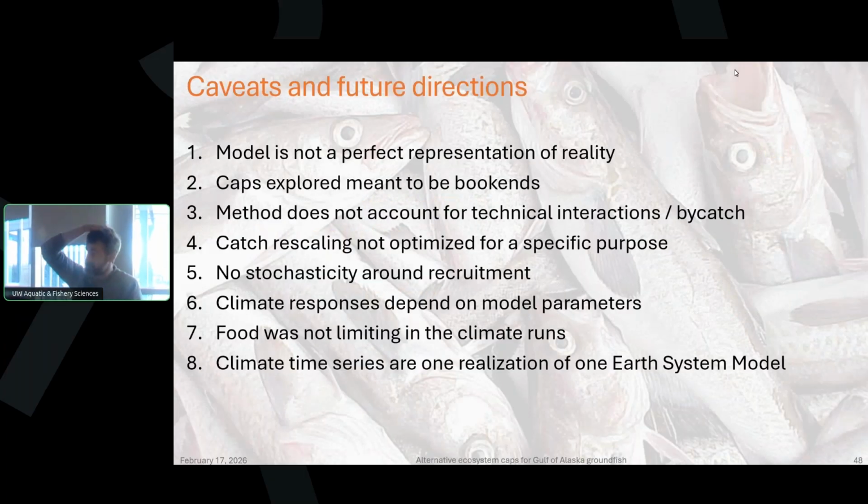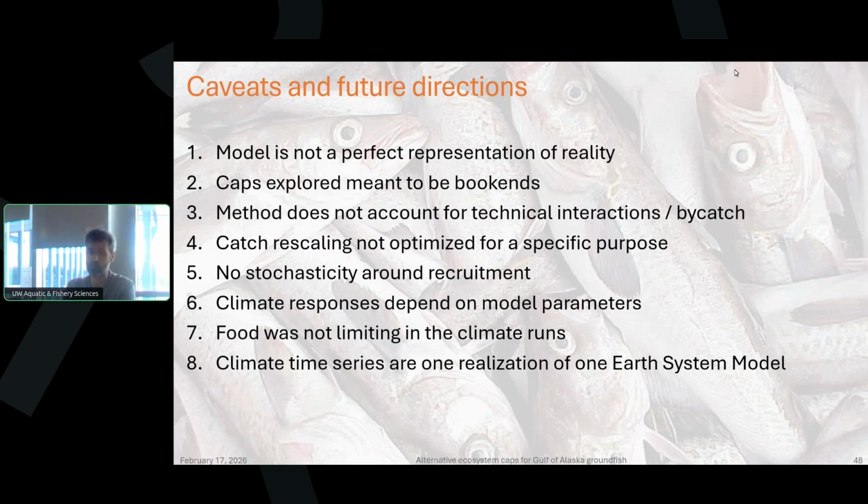Let's see, I'll mention some caveats. The list is probably way longer than this. This is a model, like we said. These caps are meant to be bookends rather than realistic values. We don't account for technical interactions or bycatch.